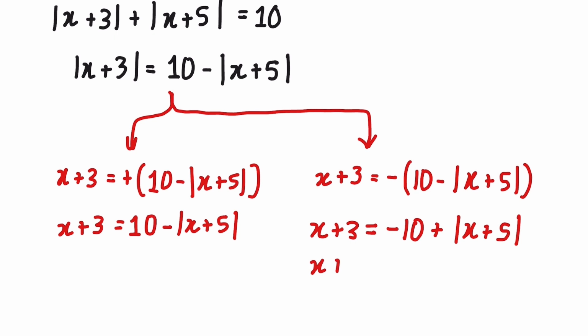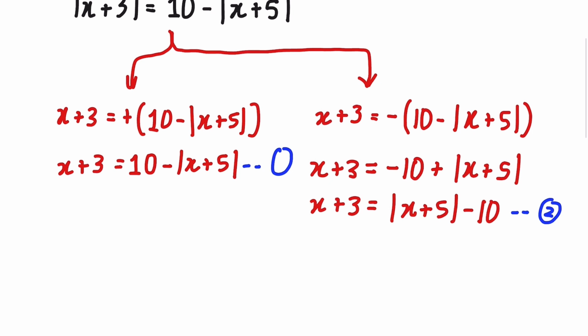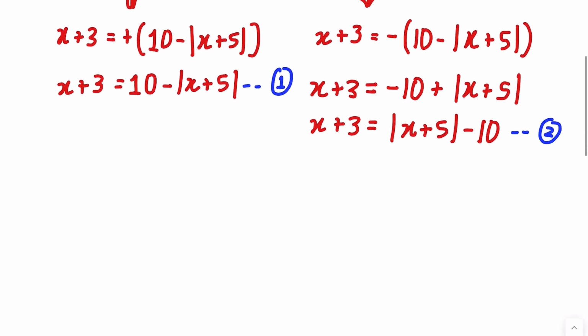So we could rewrite the equation as modulus of x plus 3 equals negative modulus of x plus 5 plus 10. So here we have two equations, equation 2 and equation 1. We'll take it step by step, and we will start with equation 1.